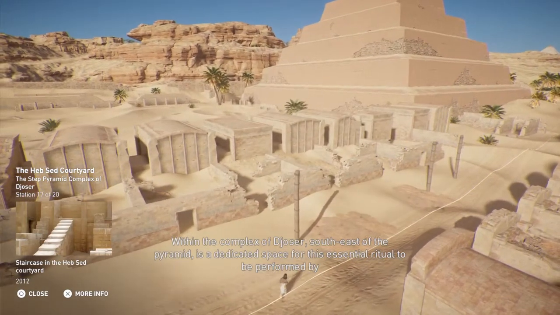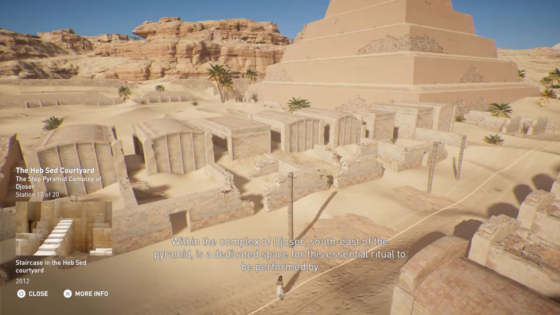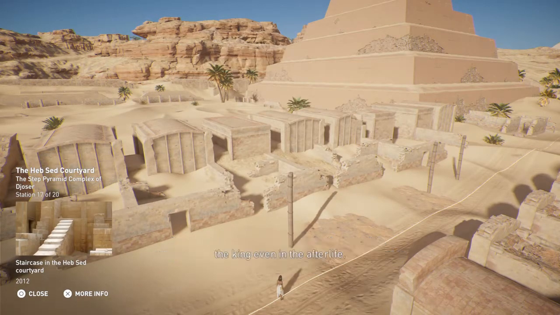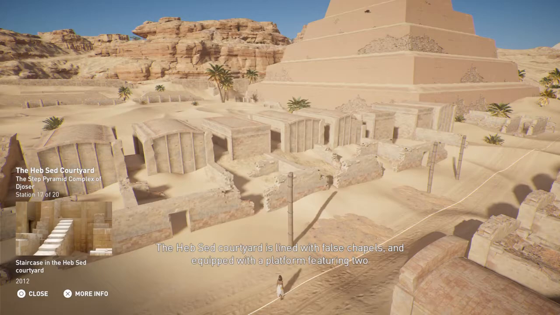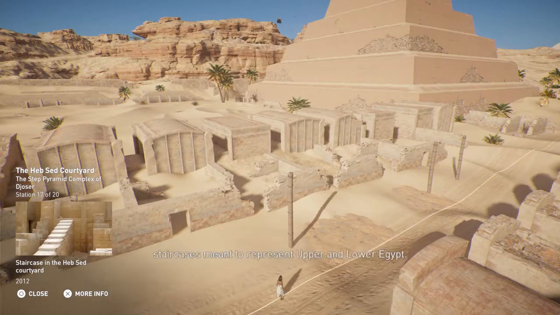Within the complex of Djoser, southeast of the pyramid, is a dedicated space for this essential ritual to be performed by the king even in the afterlife. The Hebsed courtyard is lined with false chapels and equipped with a platform featuring two staircases meant to represent Upper and Lower Egypt.